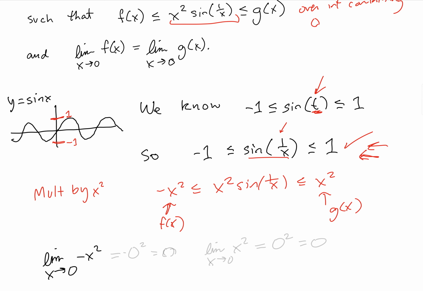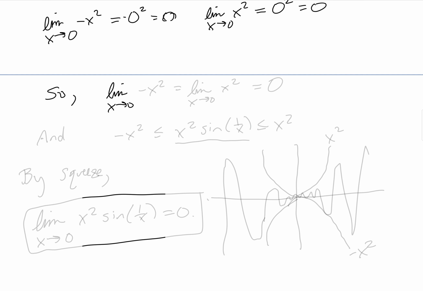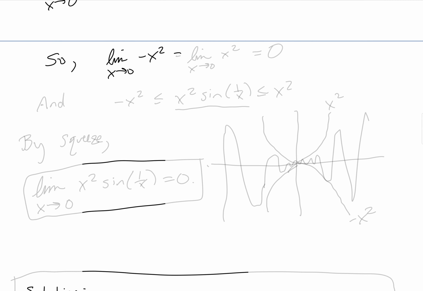What happens to that? Well, that's just a polynomial, so we can just plug in the value. That's negative 0 squared, and that's 0. Similarly, the limit as x goes to 0 of x squared, we can plug that in too. That's 0 squared, which is also 0. And so, what do we have? The limit as x goes to 0 of negative x squared is equal to the limit as x goes to 0 of positive x squared. They're both equal to 0.